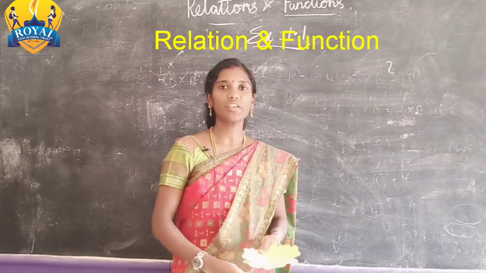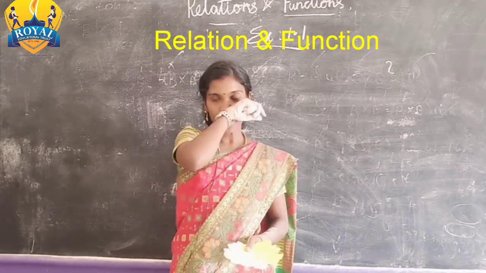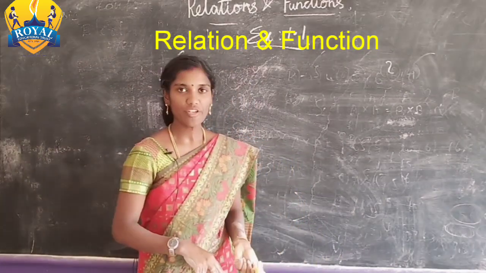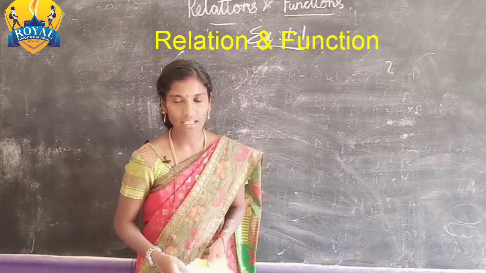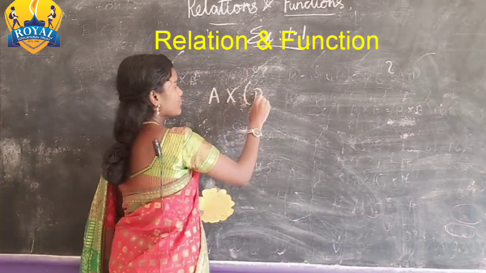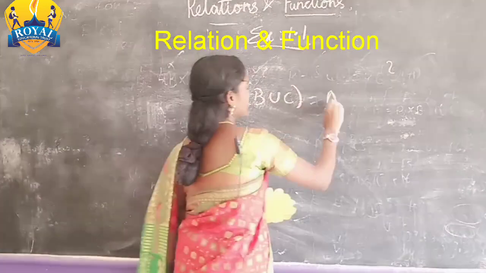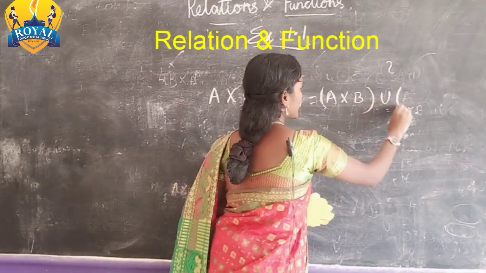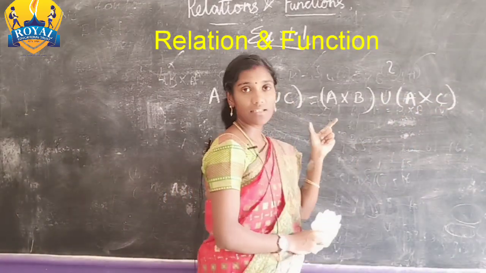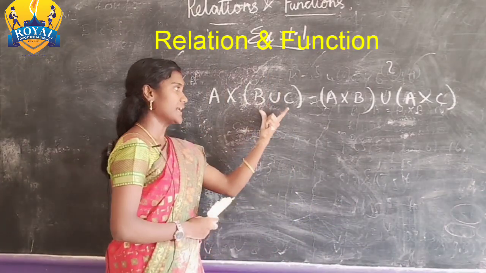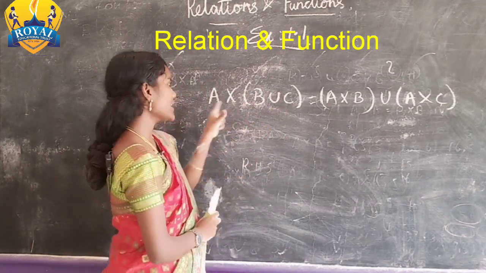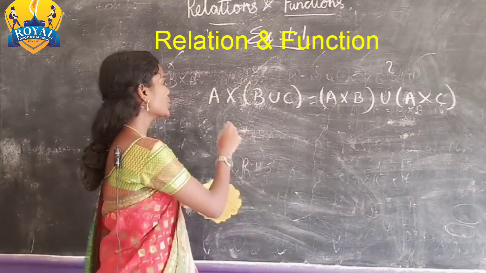Then De Morgan's law. We use De Morgan's laws in the Cartesian product. Already you learned A union B intersection C is equal to A union B intersection A union C. Like this, in the Cartesian product, A cross B union C is equal to A cross B union A cross C. So you have to first join the two sets B and C. After that you have to make a pair with the set A.